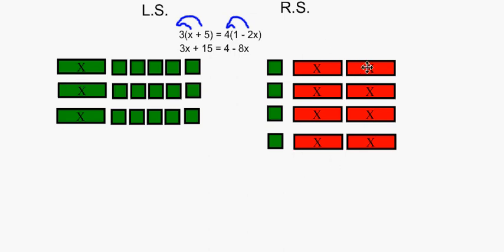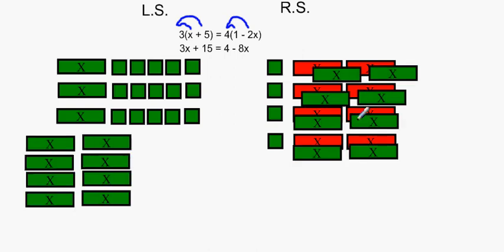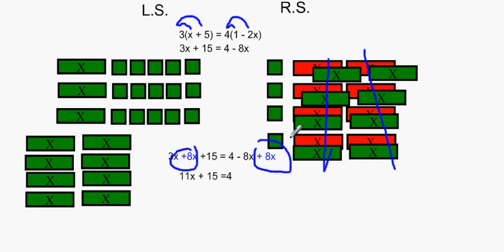So to get rid of my negative 8 x's, I need to add 8 positive x's to get my 0 pair. So there they are, and I'm going to do the same thing to the other side. And so I've effectively 0 paired those all the way. And so what I've got now is 1, 2, 3, and 8 is 11 of these x's, plus 15 is equal to 4. So I'll show the work for that. And there's my 0 pair. I've added the 8x to both sides. That effectively has made it go away. There's my zeros, left with 11x plus 15 is equal to 4.